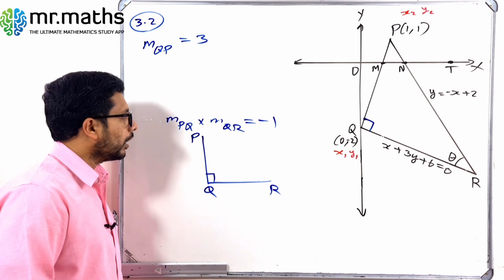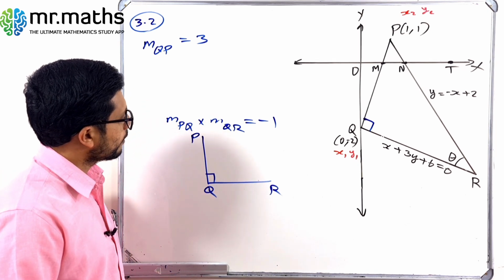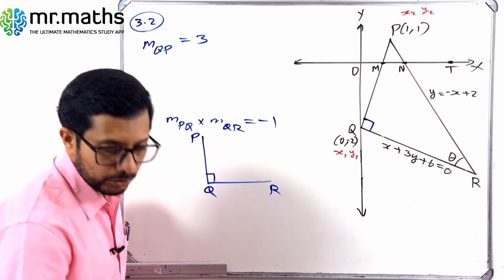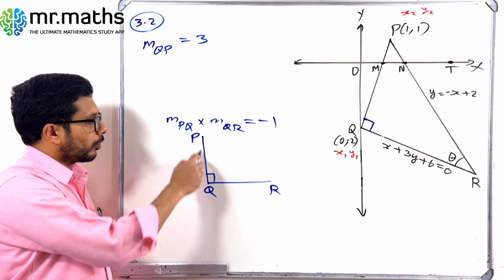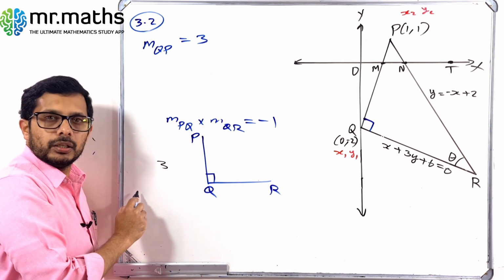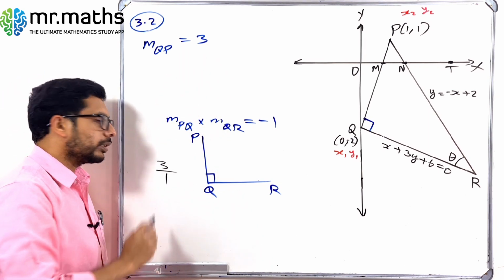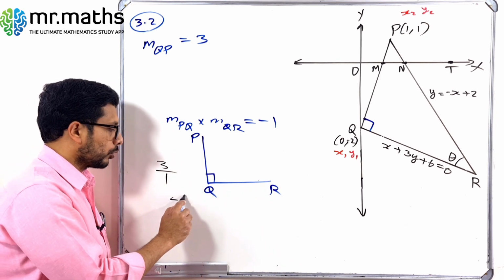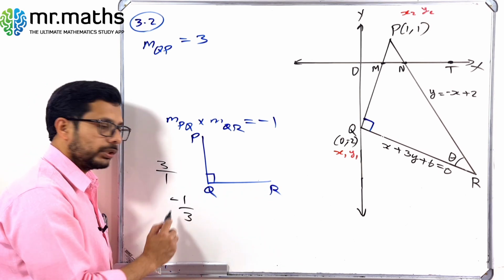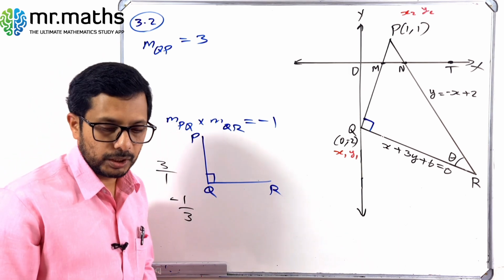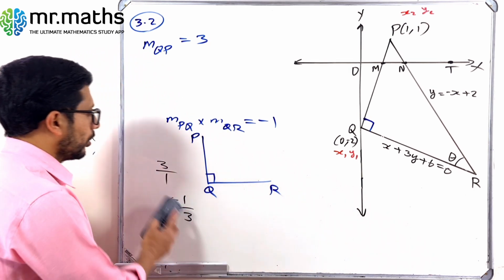Here in grade 11 you studied, in case the gradient of PQ is, for example, 3, then 3 means 3 divided by 1. Then what is the gradient of QR? You are supposed to get minus 1 over 3. You understand? But here in this question you have to prove that. So we have to prove that the gradient is minus 1 over 3.